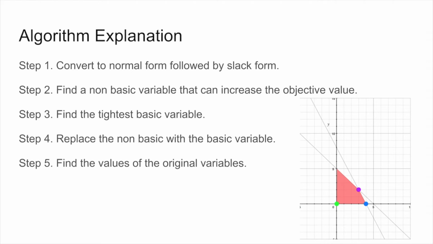We then pivot. Firstly, we swap the non-basic variable with the basic variable in the equation which had the smallest constraint. We then substitute this new basic variable into all other equations and simplify.